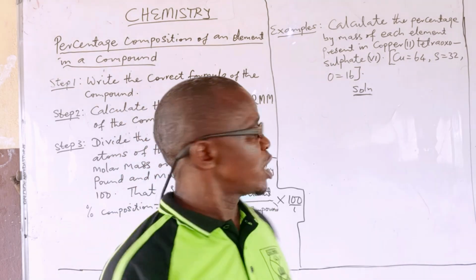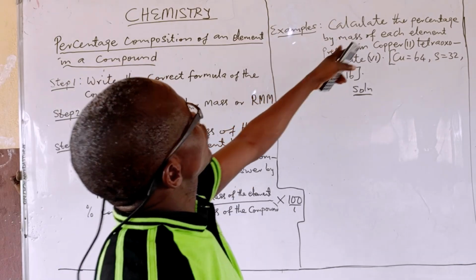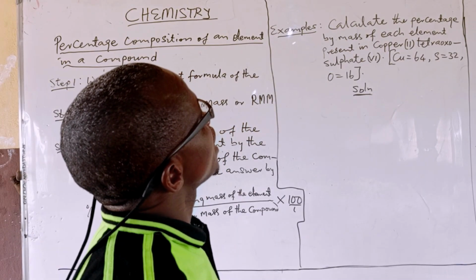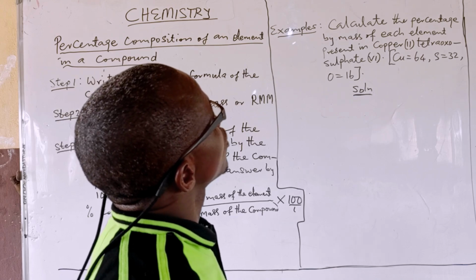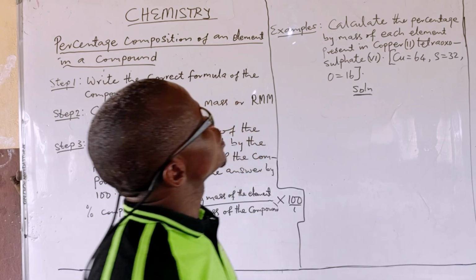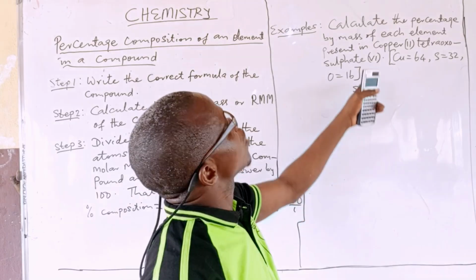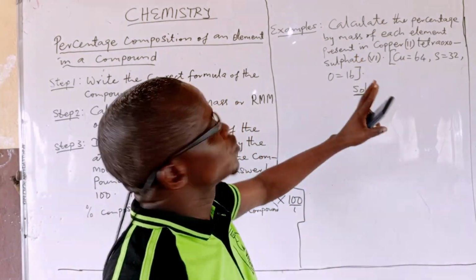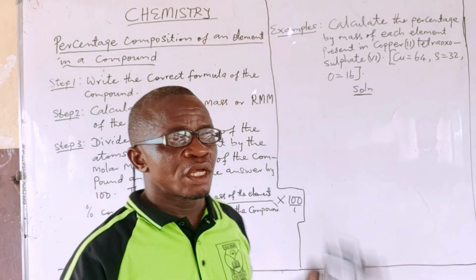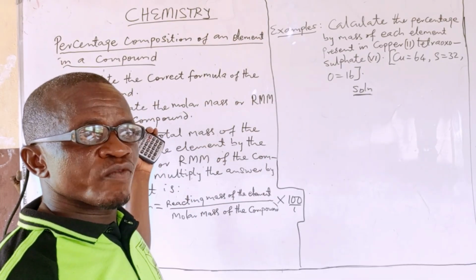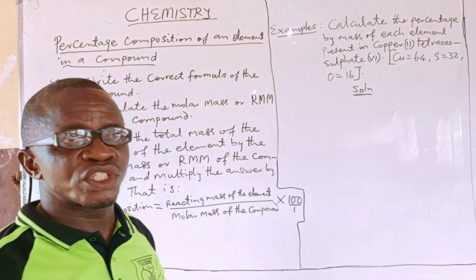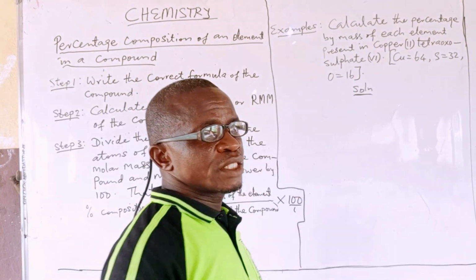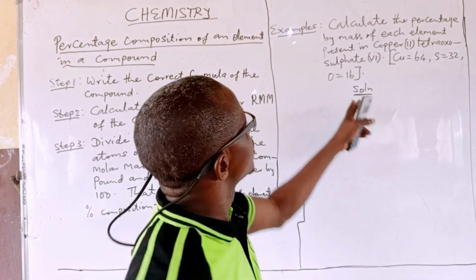Now, an example is given. Calculate the percentage by mass of each element present in copper(II) tetraoxosulphate(VI). They said we should calculate each element present in copper(II) tetraoxosulphate(VI). So if you don't know how to write the formula of copper(II) tetraoxosulphate(VI), you will not be able to calculate. So let's start with writing the correct chemical formula. Solution.